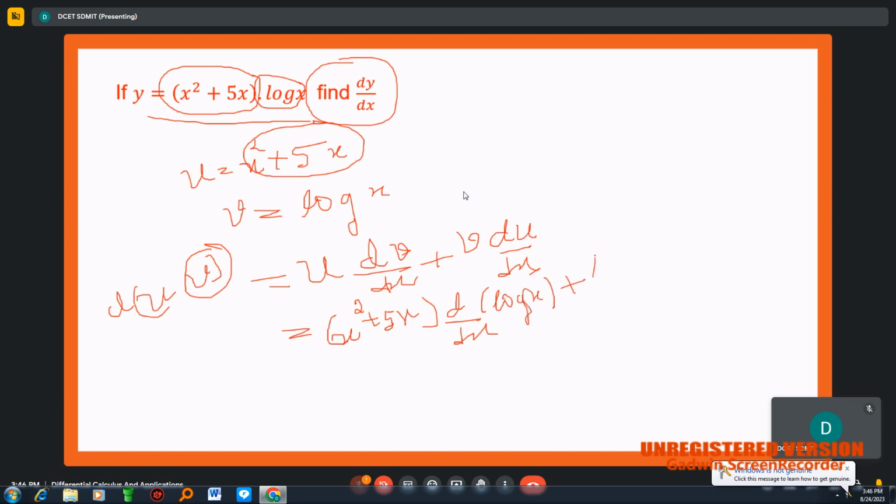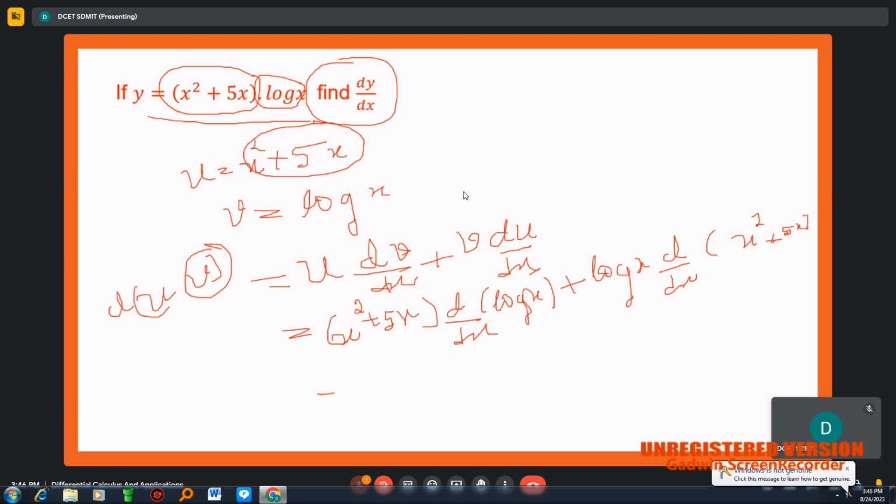Plus v is constant. What is the v here? Log x is a constant. Differentiation of which function here? Differentiation of x square plus 5x.